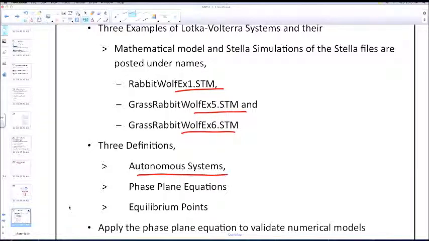And we talked about 3 definitions besides the Lotka-Volterra system. Autonomous system, that's when the right-hand side has no t. Phase plane equation, when you divide the 2 autonomous equations. And the equilibrium points, that's where the derivatives equal zero. And last, but important, we learned how to use the phase plane equation to check the correctness of your numerical solution to the original system.